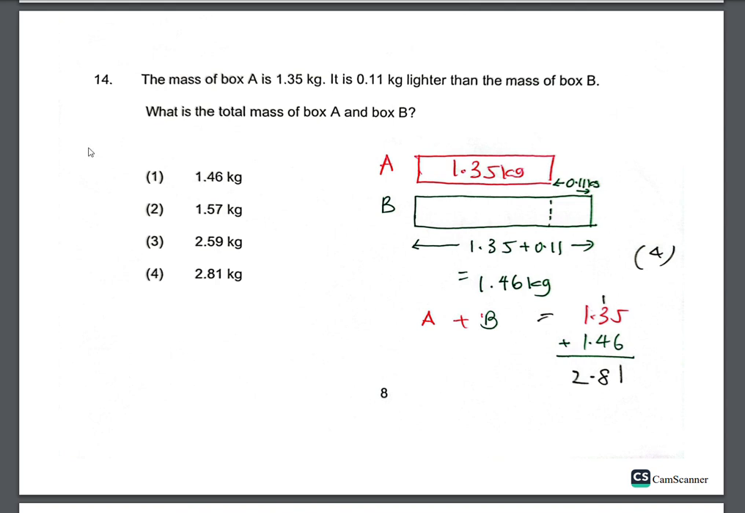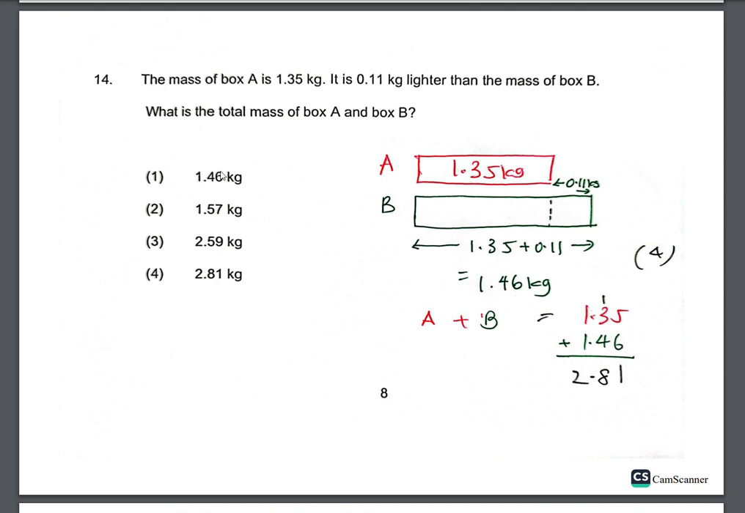Next one, question 14. The mass of box A is 1.35 kilograms. So box A is 1.35 kilograms. What does it mean? It means box A is 0.11 kg lighter than the mass of box B. Lighter means box B is heavier. This part is the part that was heavier, 0.11 kilograms. So what's the total mass of box A and B? You cannot just add 1.35 plus 0.11. 1.35 plus 0.11 will be the mass of only B, which is 1.46.